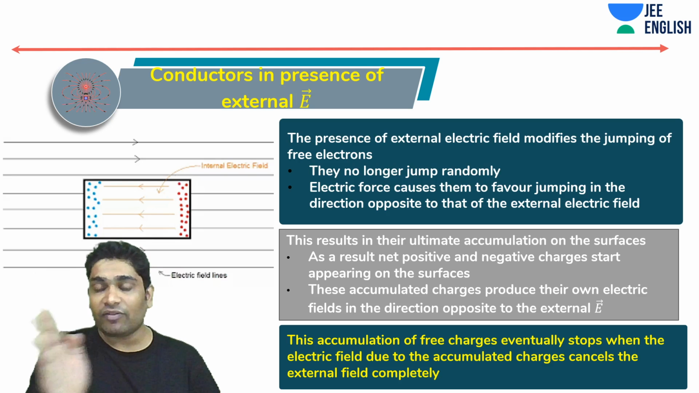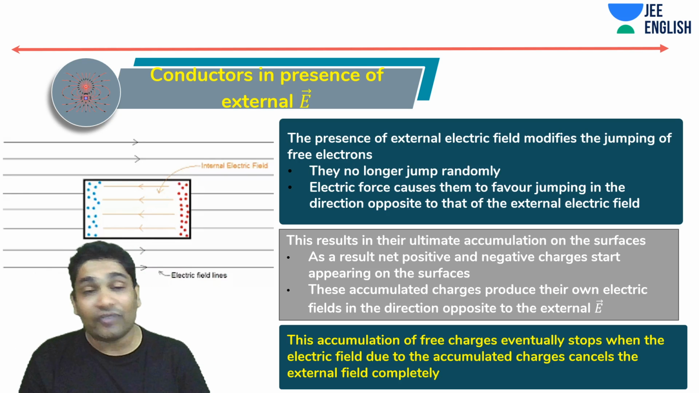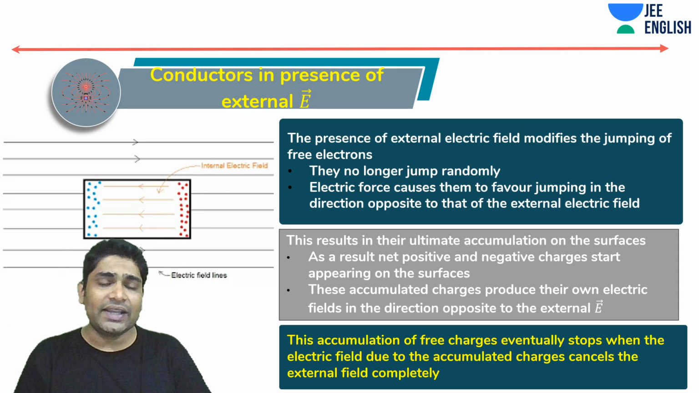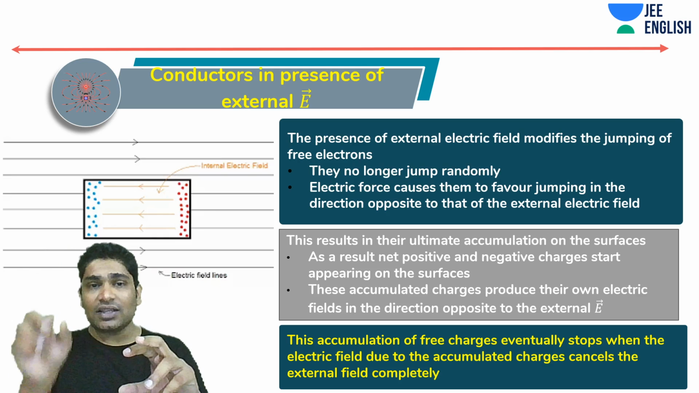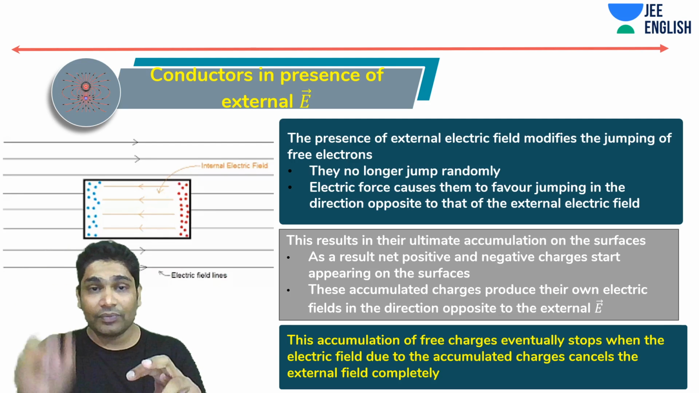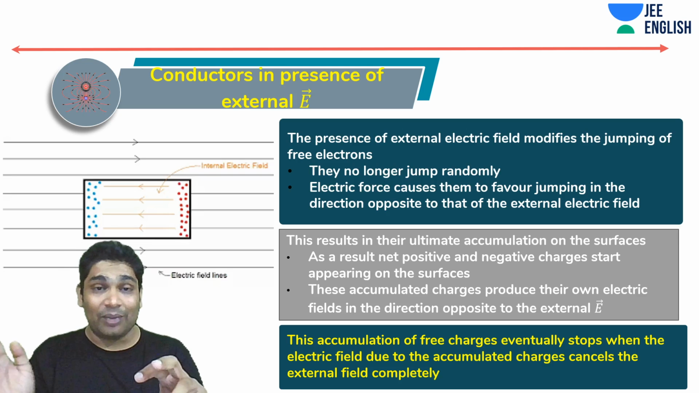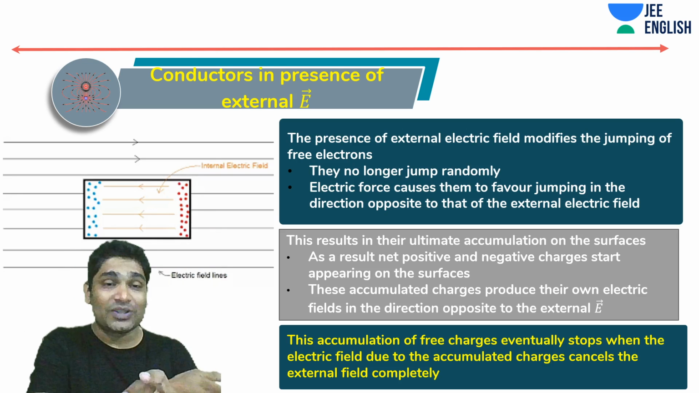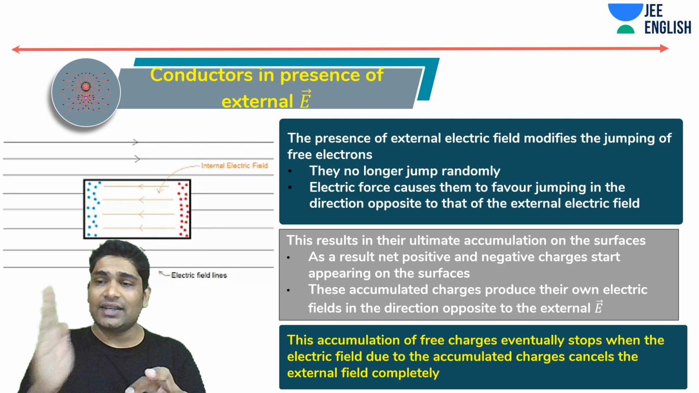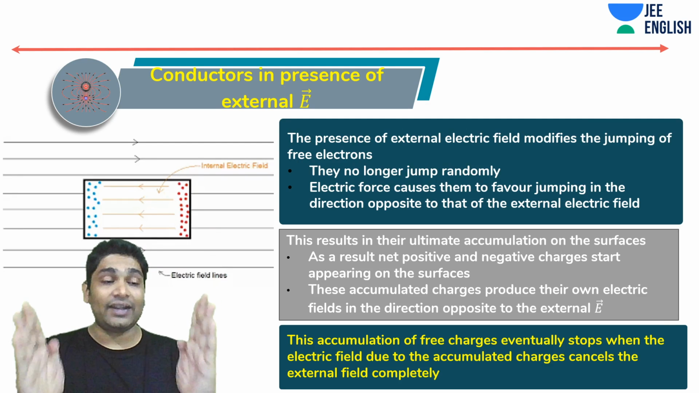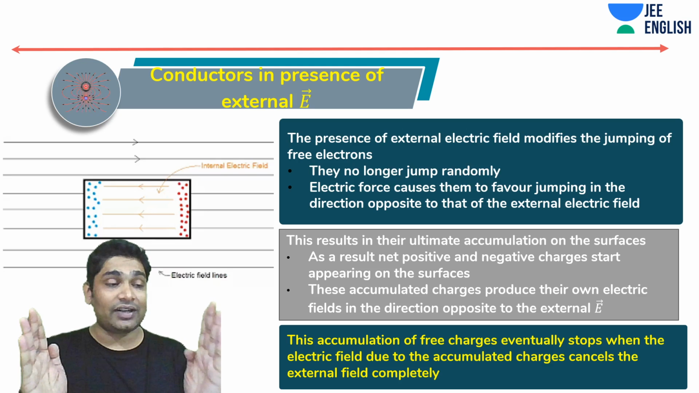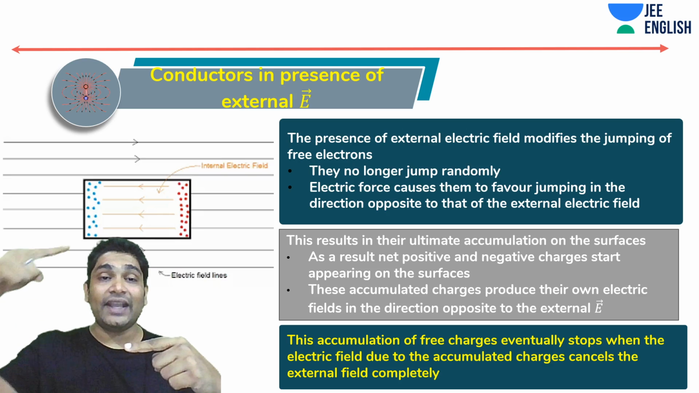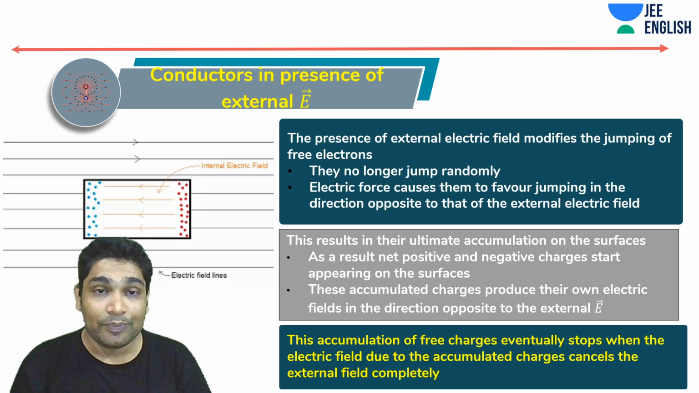They will keep on jumping from one nucleus to another, but what happens when they reach the surface? Now they have nowhere to go. So they get stuck there. So what you see is negative charges start appearing on this surface. Since these electrons have come here, a positive charge will start appearing on the opposite surface. Now negative charge here and positive charge here will create their own field. These charges will start creating their own field and this field will be in this direction, which is opposite to the external field. You can see that in the picture.